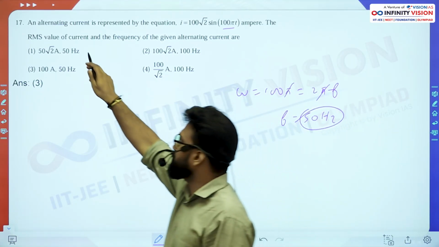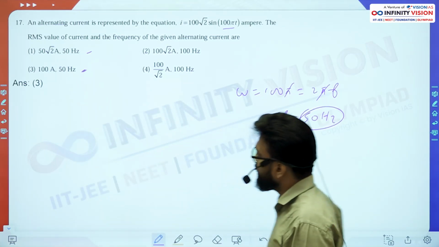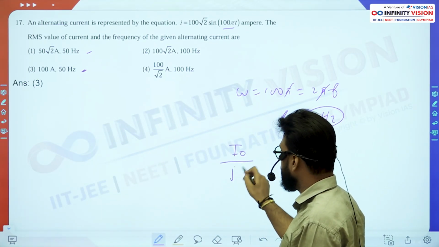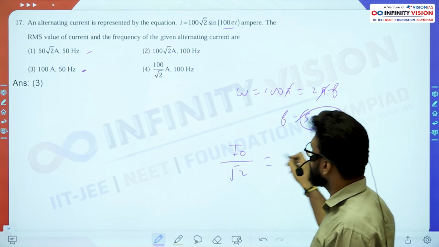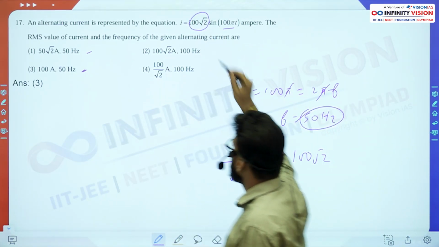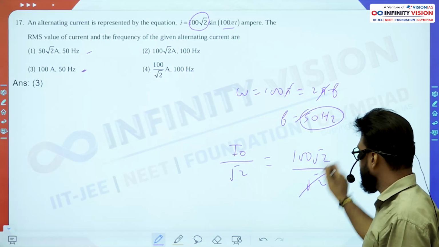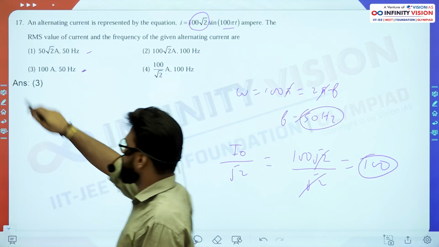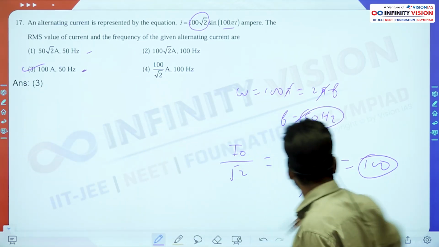So that means either this option is correct or this option is correct. Next, RMS value is nothing but I peak value divided by root 2. So peak value is 100 by root 2. This is your I naught, peak value, divided by root 2. So RMS value comes out to be 100. So that means the third option is the correct option that you must get.